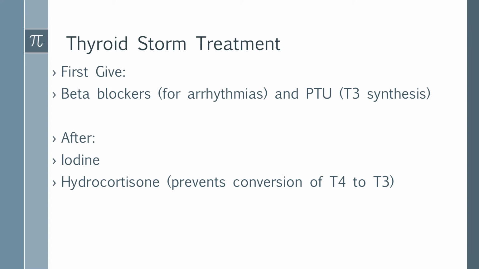So let's start with the hydrocortisone first. What is the hydrocortisone going to do? It's going to prevent conversion of T4 to T3. T3, remember, is the potent form of thyroid hormone, and the T4 can be converted to T3, and you don't want that, because you don't want to have a lot of potent thyroid hormone in your bloodstream. So you give them hydrocortisone. The steroids will prevent the conversion.